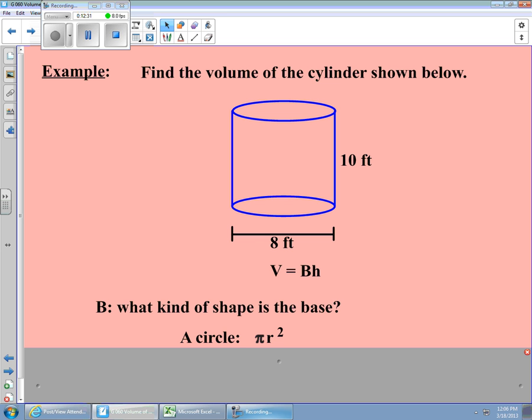How much is our radius? Yep, we got 4 feet on our radius, so we'll be able to plug in 16, or 4 squared will be 16, and then pi, whether you do 3.14 or whether you hit the pi button, whatever the case may be. I got a value that I rounded off to 50.27.